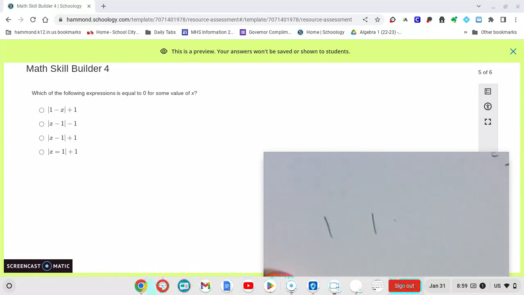Well, what we know about absolute value is it's always either 0 or positive. It's impossible for an absolute value to be negative. So having a negative value and adding 1 would get us to 0, but we know that's not possible. And 3 of those involve adding 1. So the only one that is possible is our second option, the absolute value of the expression x minus 1, and then minus 1.